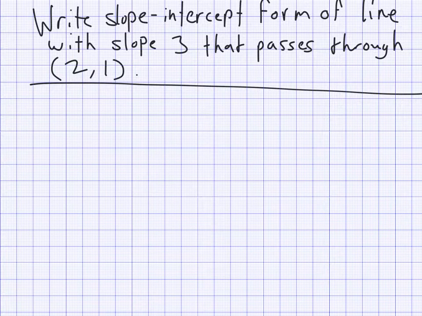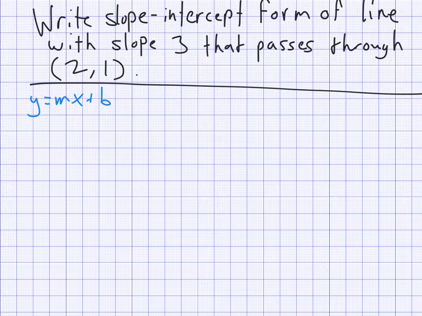Okay, now this problem here is just a review of some basic algebra again, but it's going to use that new equation that we had, the point-slope form. Now notice the problem doesn't say anything about point-slope form. It just says write the slope-intercept form, which is our y equals mx plus b, of a line with the slope 3 that passes through (2, 1). Well, don't forget, y equals mx plus b, you need two things for this equation. You need an m and a b.